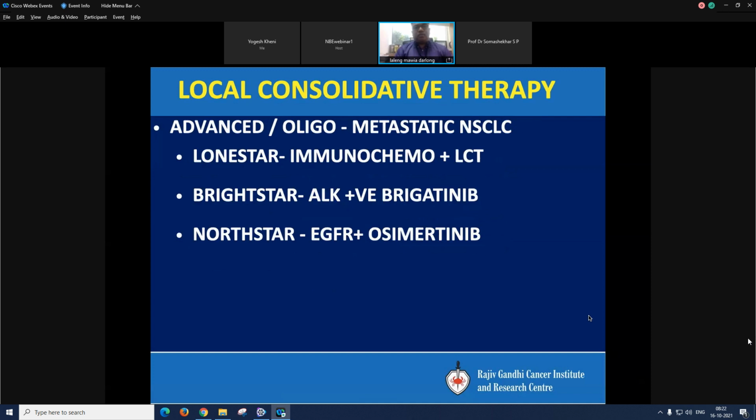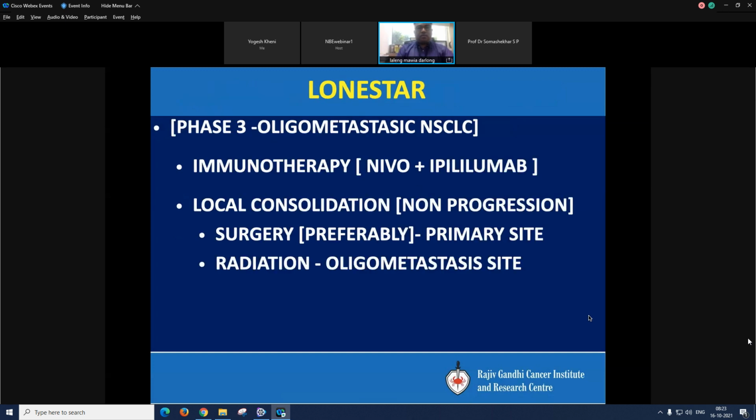Local consolidative therapy is basically for advanced disease and oligometastatic NSCLC. All these studies are presently undergoing phase 2 and phase 3 trials at MD Anderson. We need to look for Lone Star, Bright Star, and North Star. I'll give a brief on Lone Star. It's a phase 3 study for oligometastatic NSCLC. Immunotherapy is given along with chemotherapy, and if there is non-progression of the disease after about 2 cycles, local consolidation is done using surgery and radiation. Surgery should be preferred primarily for the primary site and radiation for the oligometastatic site.